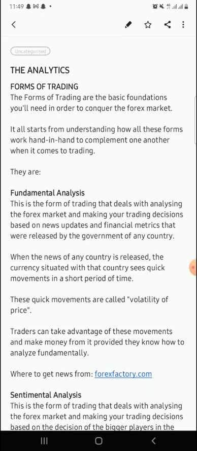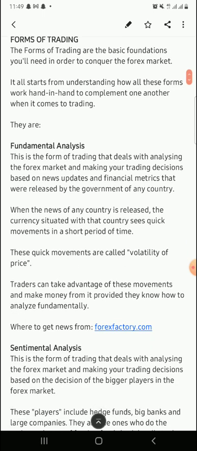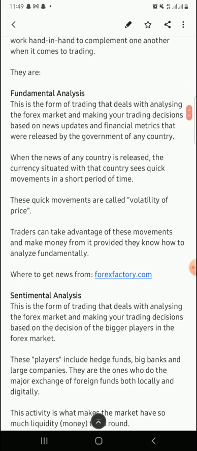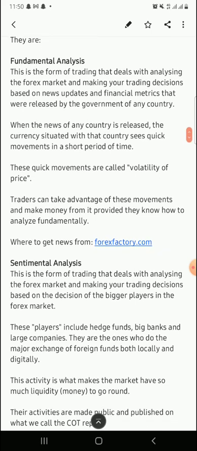First things first, it all starts from understanding how all these forms of trading work hand in hand to complement one another when it comes to trading. The first one is fundamental analysis. This is the form of trading that deals with analyzing the forex market and making your trading decisions based on news updates and financial metrics that are released by the government of any country. When news of any country is released, the currency associated with that country sees quick movements in a short period of time. These quick movements are called volatility of price.